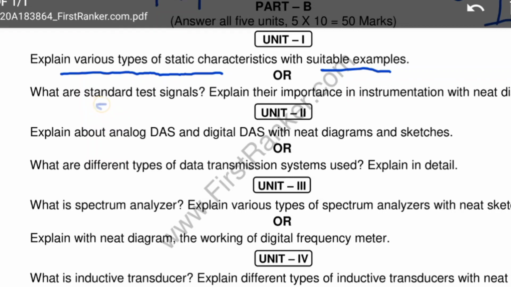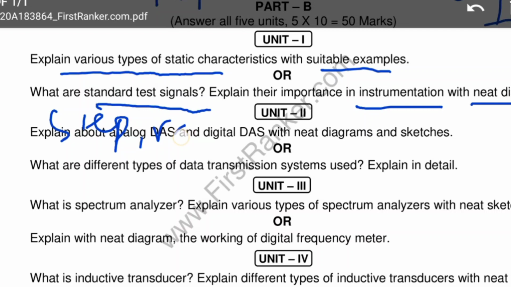In Unit 1, what are the standard test signals we use? That is very important. Standard test signals are used to test any equipment. Explain their importance in instrumentation with neat diagrams. Step, ramp, impulse: all these are test signals. Impulse or step signals are used to test electrical apparatus. These signals are used in MATLAB to test the apparatus we designed in MATLAB.